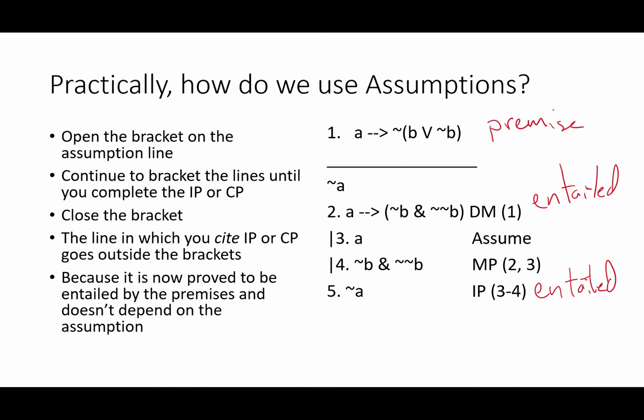The line where you cite indirect or conditional proof is outside the brackets because now we've proved it to be entailed by the premises. It doesn't depend on the assumption. Line 5, even though it uses the assumption for the indirect proof, it doesn't depend on it at all. It turns out our premise 1 is all we really needed to entail line 5.